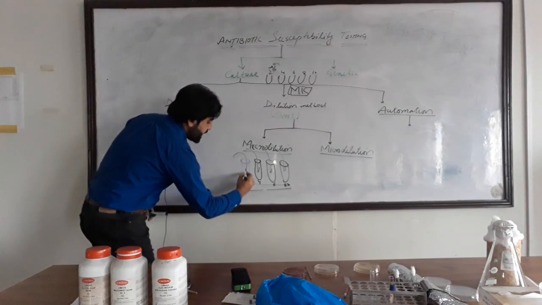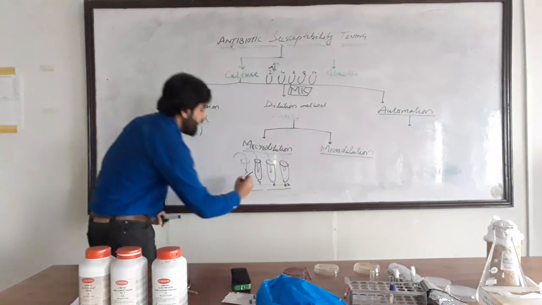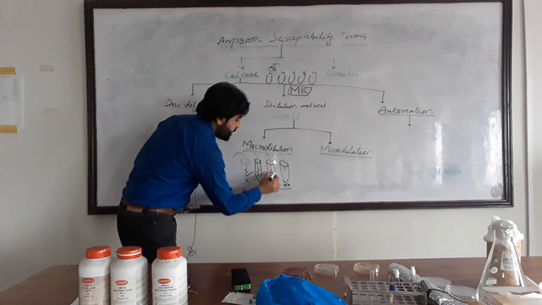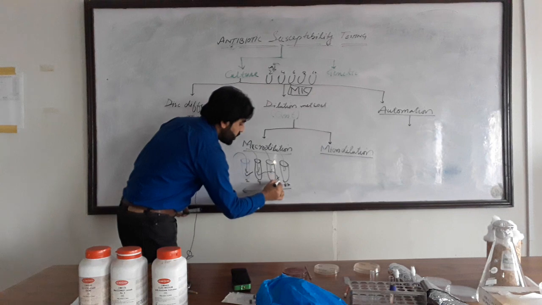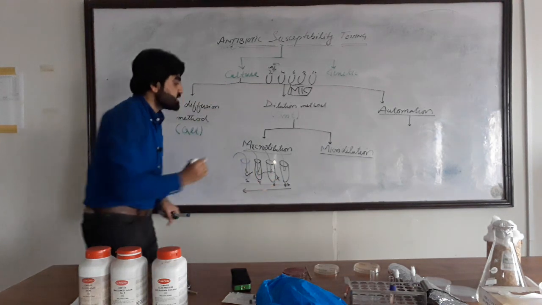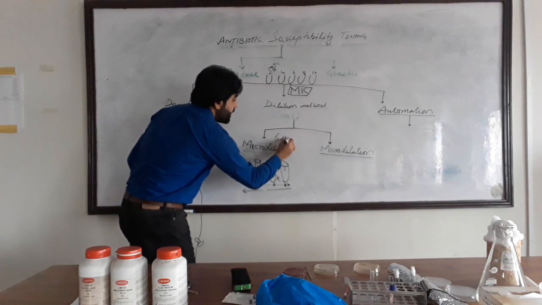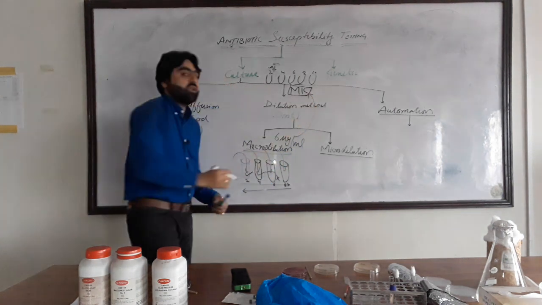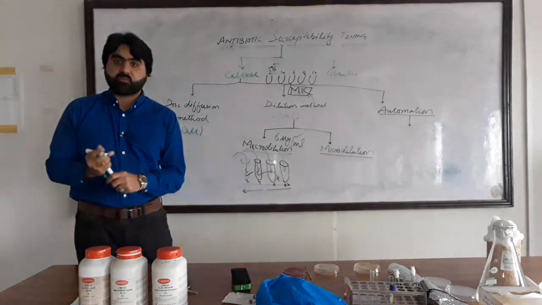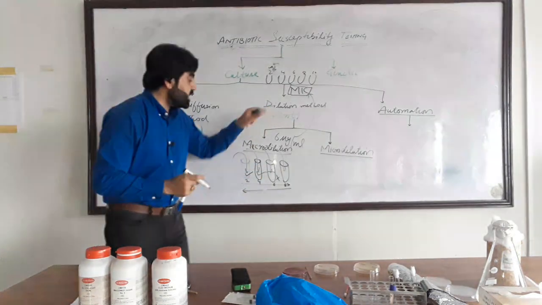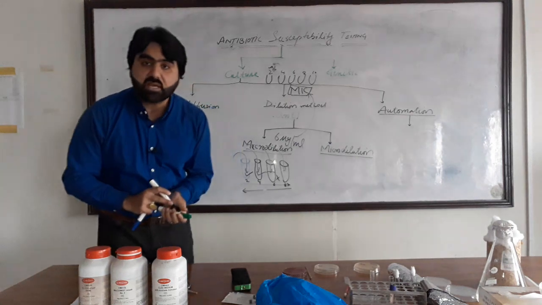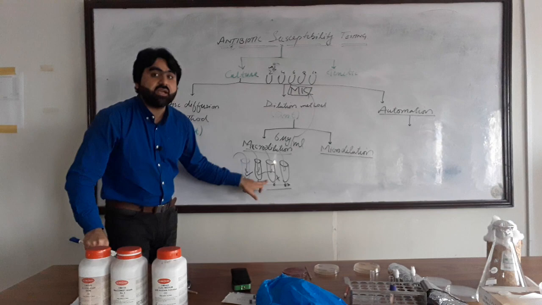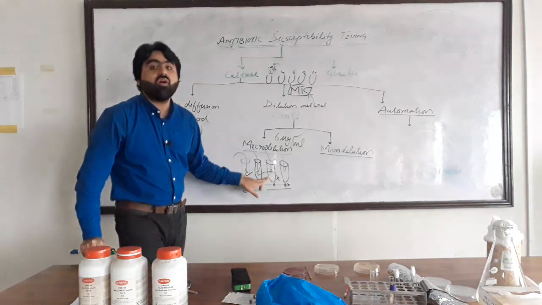So, you see that here is visible growth, here is visible growth, but at this concentration you don't see visible growth, then this 6 microgram per ml will be the minimal inhibitory concentration of this pathogen. Therefore, this dilution method is a quantitative method because it tells you the particular concentration of antibiotic which prevents the growth of the pathogen.